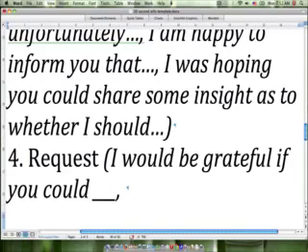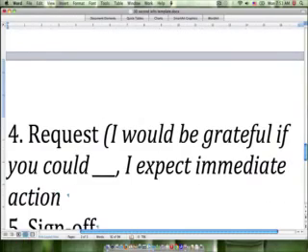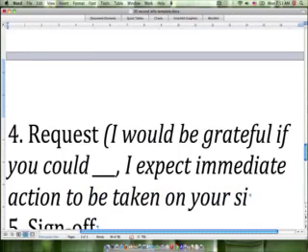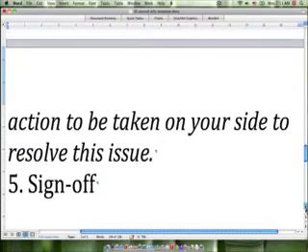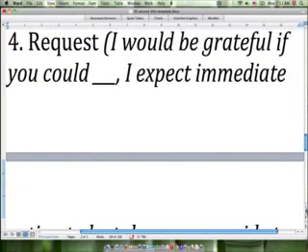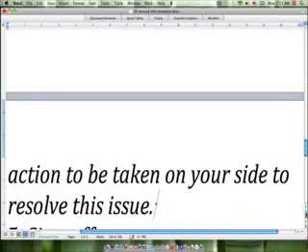Now, in the event that we are unhappy or even angry, we need to use some stronger language than this. So, we would say something like, I expect immediate action to be taken on your side to resolve this issue. Okay, let's go over that sentence again. So, I expect immediate action to be taken on your side to resolve this issue.